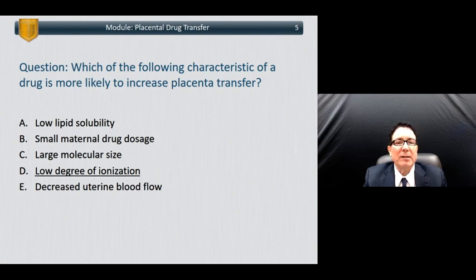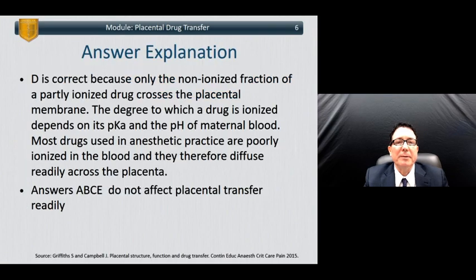The correct answer is low degree of ionization. This is because only the non-ionized fraction of a partly ionized drug crosses the placental membrane. It is known that the degree to which a drug is ionized depends on its pKa and the pH of maternal blood. Most drugs that we use are poorly ionized in the blood, and they therefore diffuse readily across the placenta. The other answers do not affect placental transfer readily.